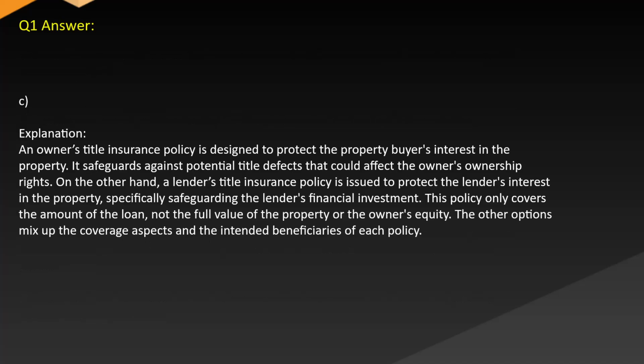Answer. C. Explanation. An owner's title insurance policy is designed to protect the property buyer's interest in the property. It safeguards against potential title defects that could affect the owner's ownership rights. On the other hand, a lender's title insurance policy is issued to protect the lender's interest in the property, specifically safeguarding the lender's financial investment. This policy only covers the amount of the loan, not the full value of the property or the owner's equity. The other options mix up the coverage aspects and the intended beneficiaries of each policy.